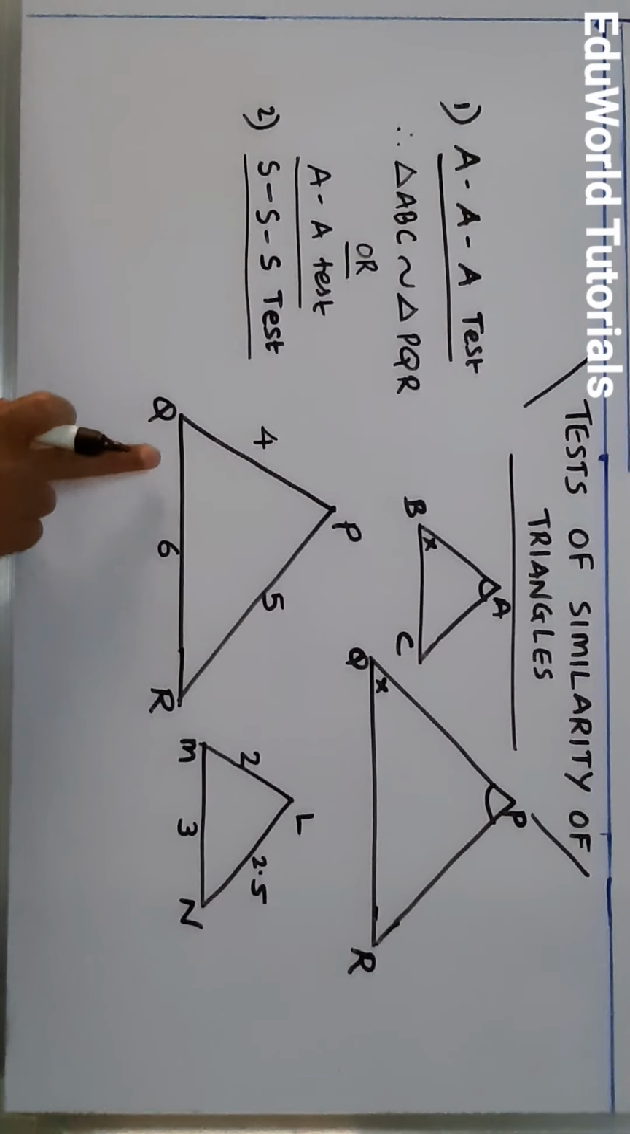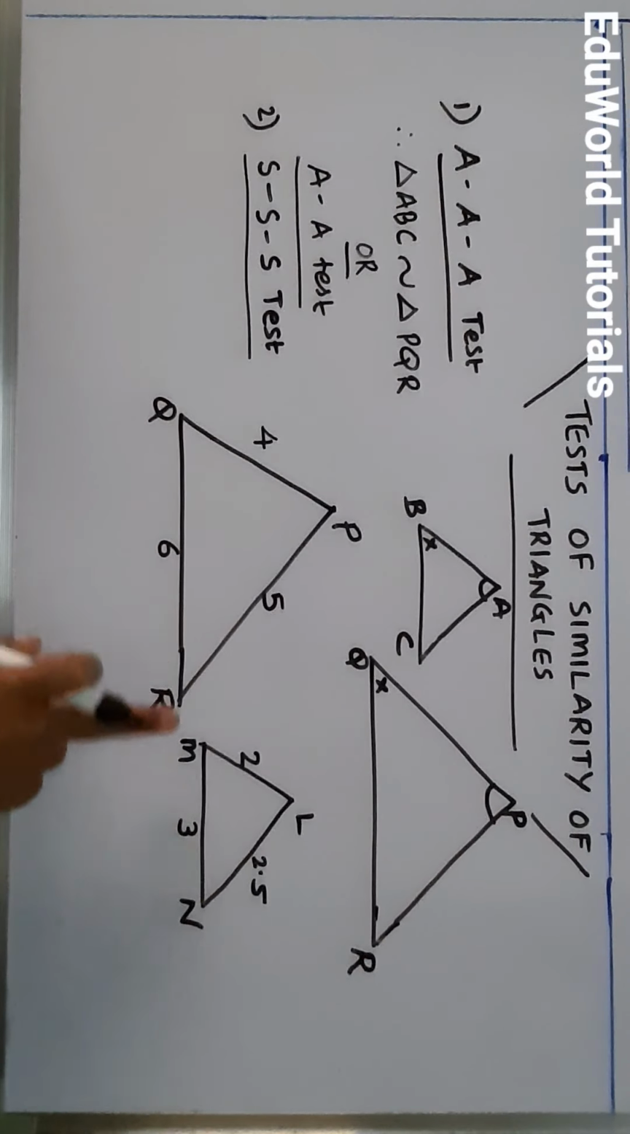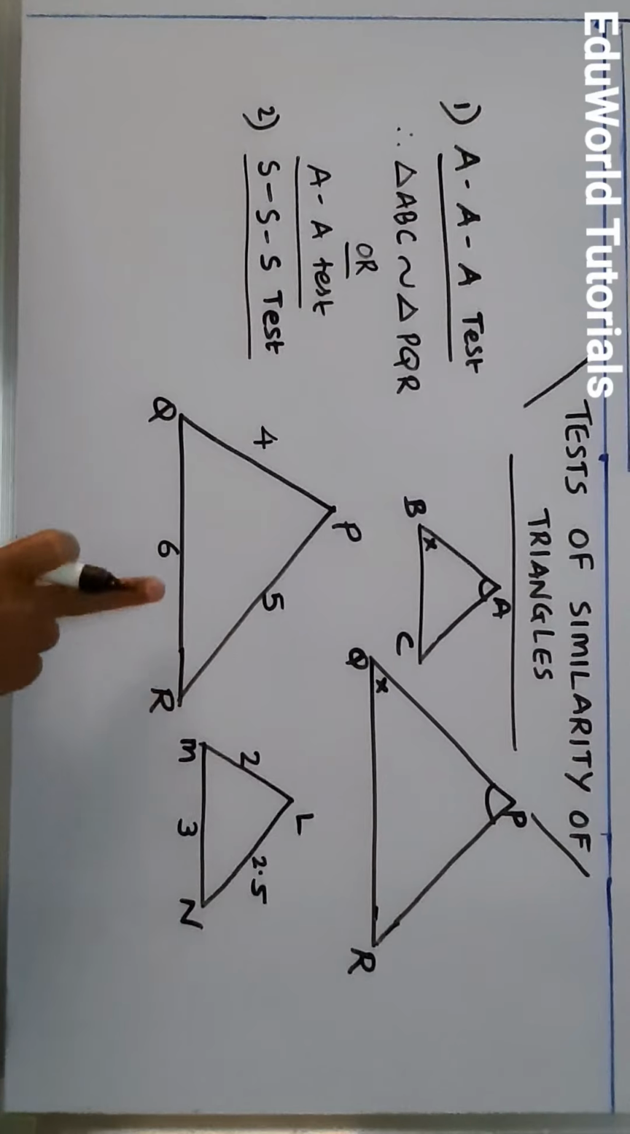Same relation we find between side QR and side MN. The ratio is 6 is to 3, that is 2 is to 1.